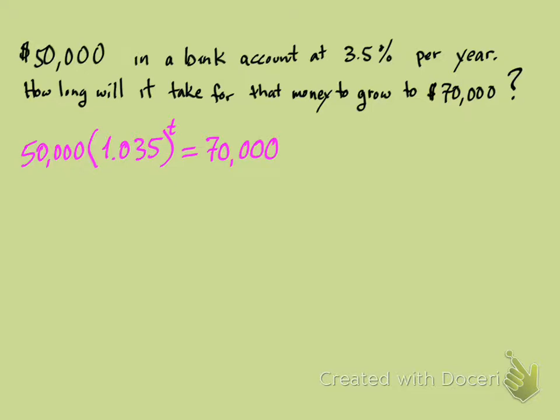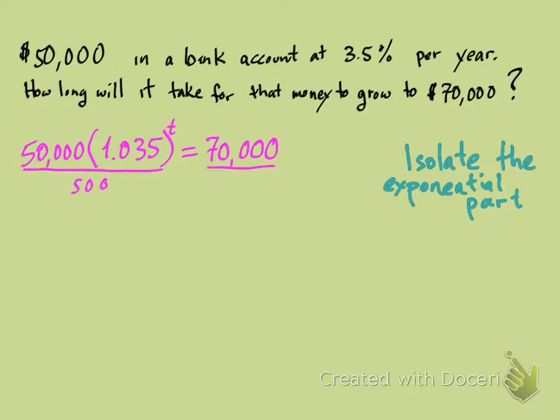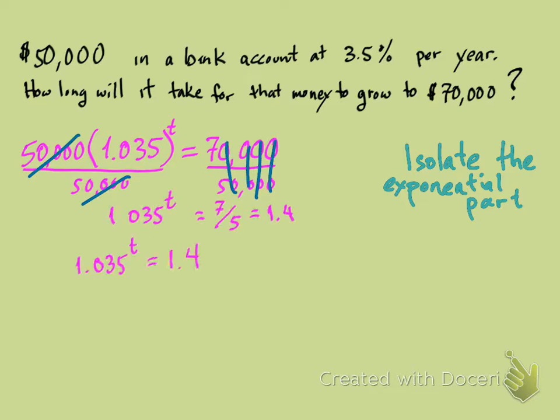Well, the first thing I have to do is isolate the exponential part. I can't take the log yet because I have to get that exponential part isolated all by itself. But that's pretty easy here. I'm just going to divide both sides by 50,000. A bunch of things cancel out and I get 1.035^t equals 7 over 5, which is 1.4. So let's tidy that up: 1.035 to the t power equals 1.4. And now I've got the exponential part all isolated.